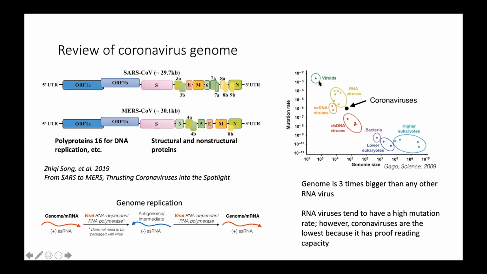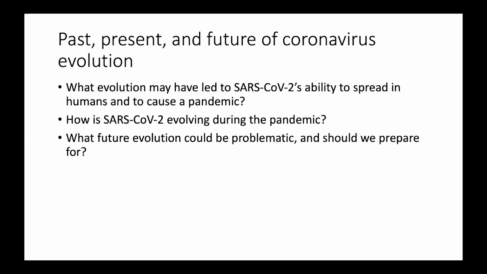Here's a graph that we've seen lots of throughout the course. This is genome size, and this is mutation rates. Coronavirus is an outlier because it has a very large genome for RNA viruses, and it also has a really low mutation rate for RNA viruses. High for DNA-based viruses and DNA-based organisms, but low for RNA-based viruses. That's sort of just some summary about SARS-CoV-2.